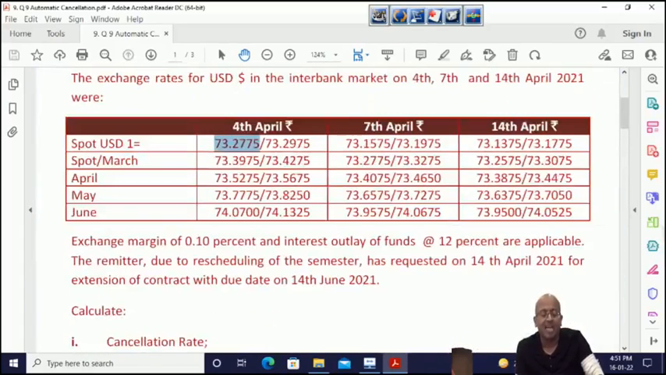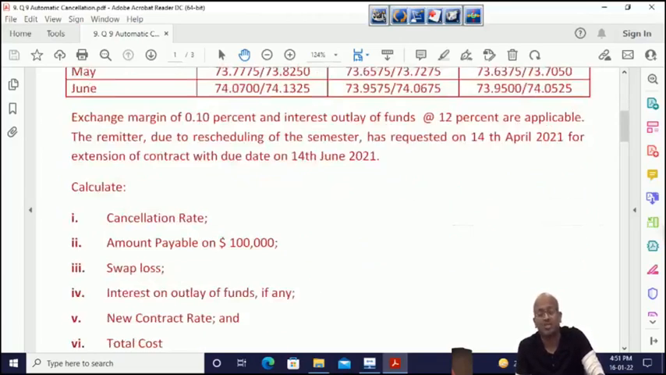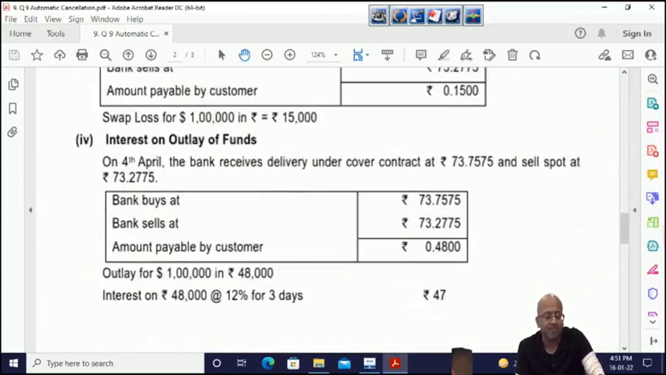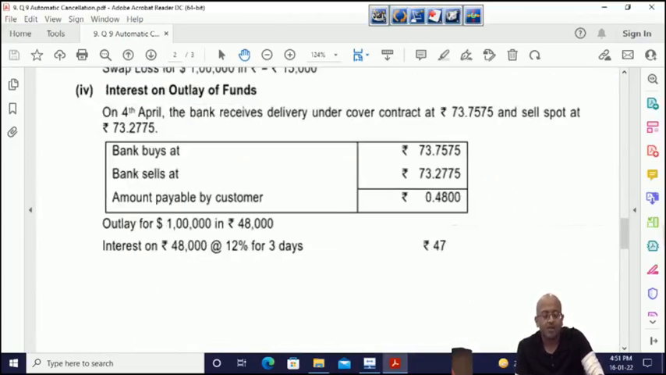Okay, interest on that at 12% for 3 days. So we have to calculate the interest on that at 12% for 3 days. Okay, remember they calculated for 3 days. So 12% of 48,000 into 3 by 365. Have they done that? 12% of 48,000 into 3 by 365 is 47 rupees.